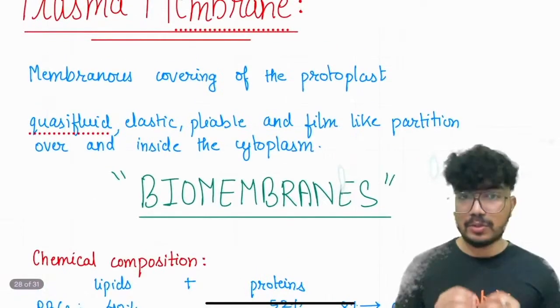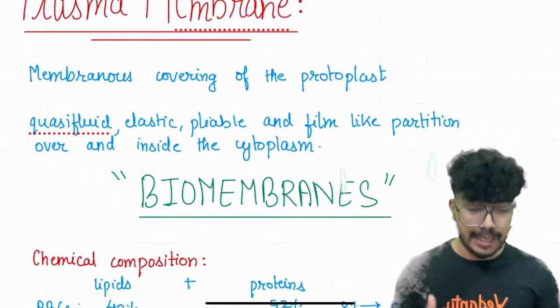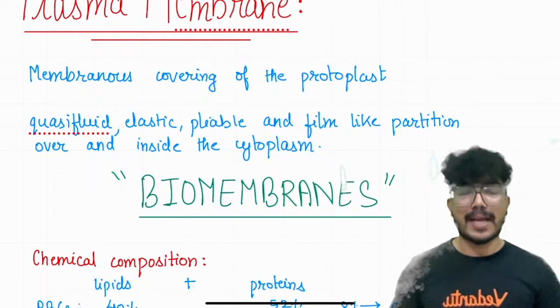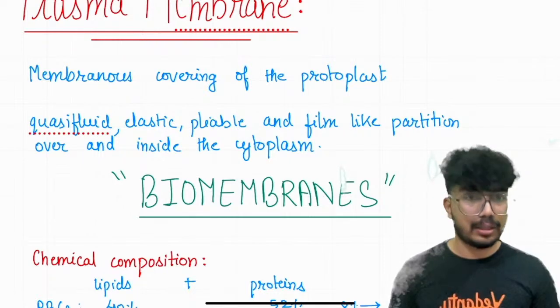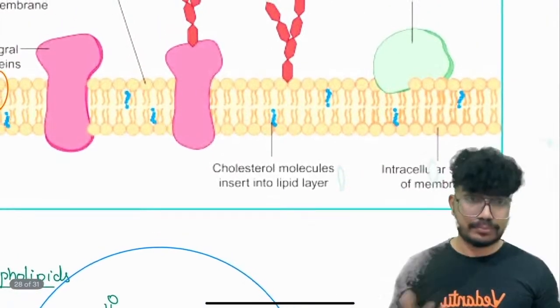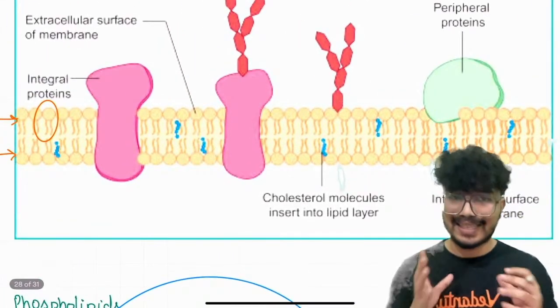Next, the elastic. So the plasma membrane is elastic, it is pliable, and it looks like a film under the electron microscope. So the plasma membrane can be visualized only under the electron microscope. You will have to look at it through an electron microscope. So that's all about the plasma membrane.